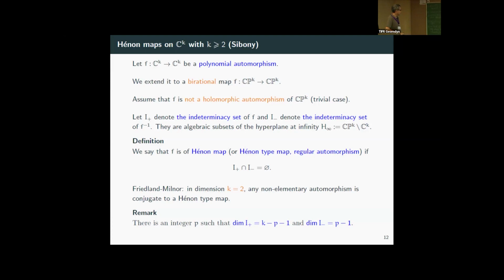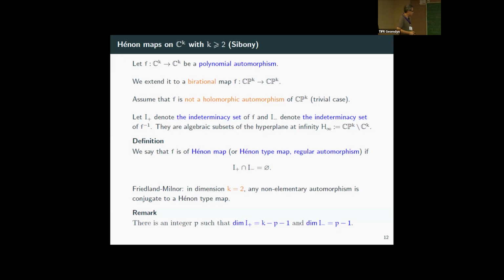So we say that F is a Hénon map or regular automorphism and so on if the intersection of I plus and I minus is empty. So it's a very nice definition because the hypothesis is so simple. You just check it one time, and then you can develop the theory. You don't need to check it for every iterate of F, just one time at the beginning.